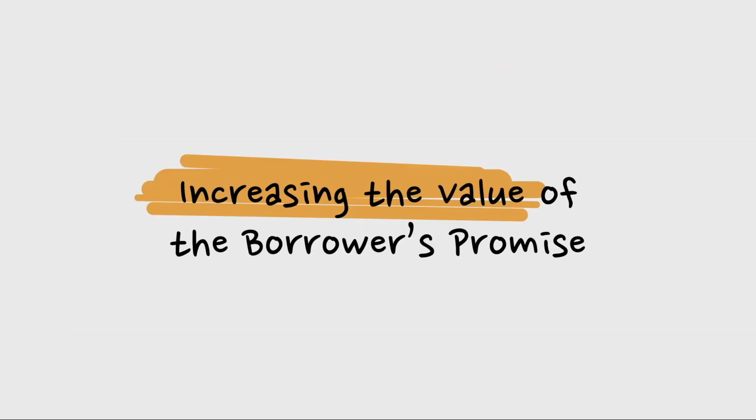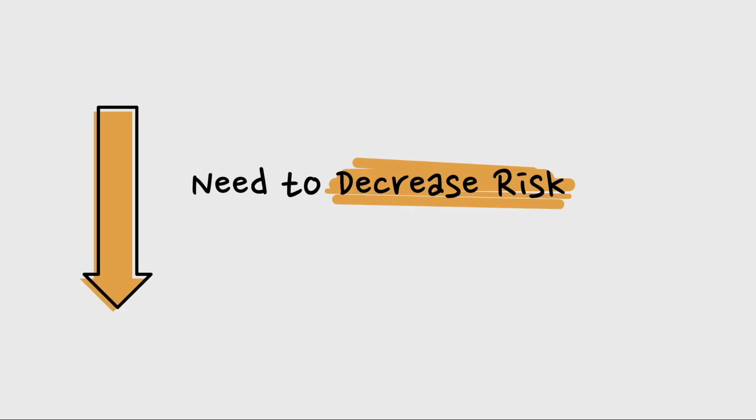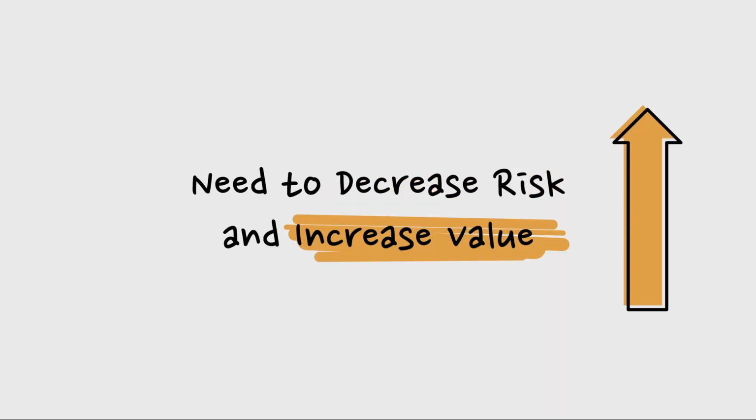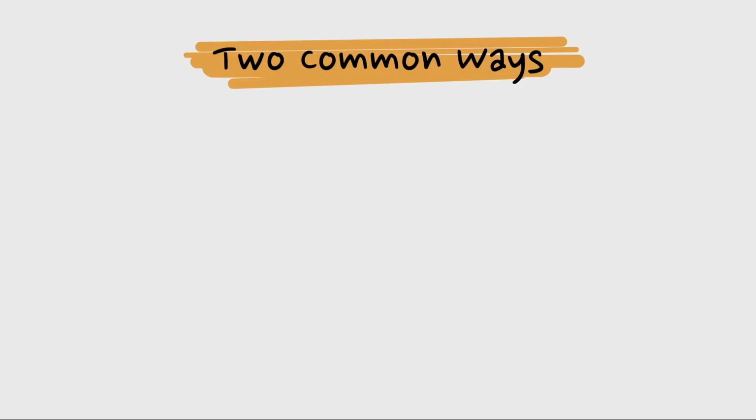So one thing that a borrower can do, either to qualify for a loan in the first place, incentivizing a lender to work with them at all, or to get better terms from the lender, is to increase the value of their promise back to the lender. They need to decrease the risk and increase the value, right? Decrease the risk, increase the value. And there are two ways that borrowers typically will do this.